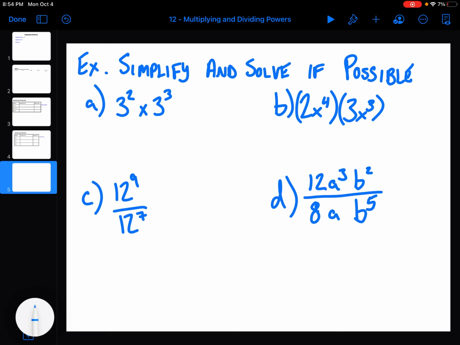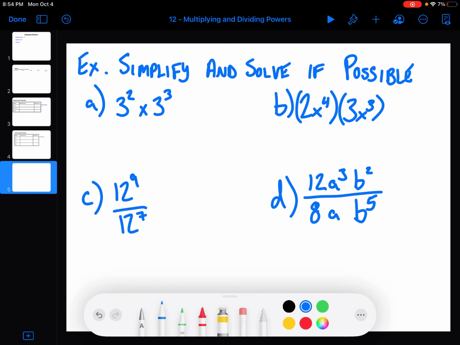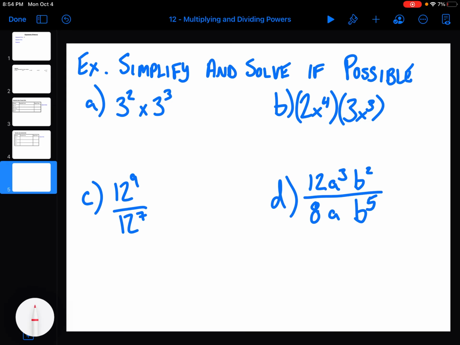Okay, it says simplify and solve if possible. So if we're solving, these aren't all that hard, but I'm going to write it as a single exponent first, and a lot of the times the questions will say that. So this is 3 squared and 3 cubed. So I'm adding the exponent first. So we're going to have 3 times 3 times 3 times 3 times 3. But we don't have to write that out anymore. We can write this as 3 to the 5.